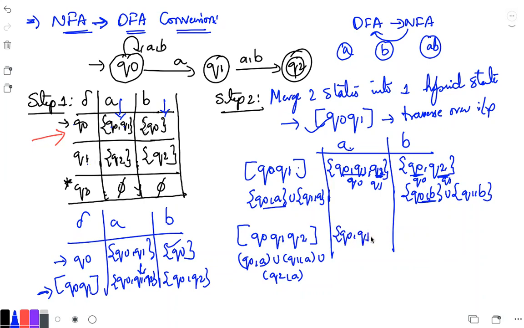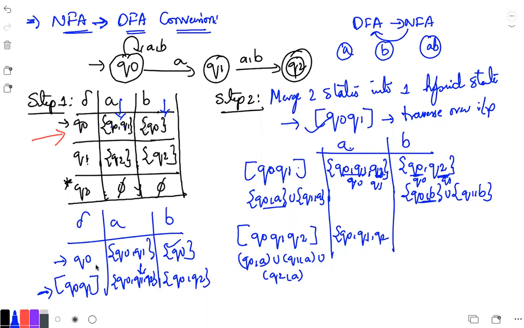Sir, can you tell once again how you got Q0Q1Q2? These three I have merged into one. Okay, so that is now a new hybrid state. Yeah. All we need to do is merge the new states as one hybrid state and check over the input. That's it. It will give me the DFA ultimately.